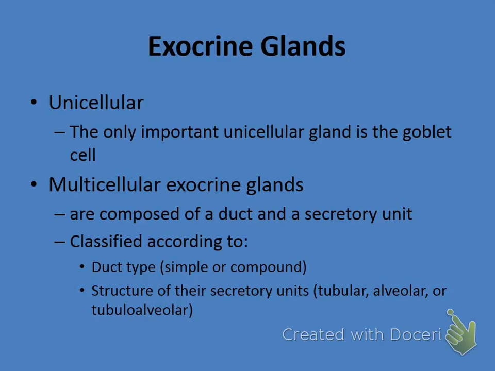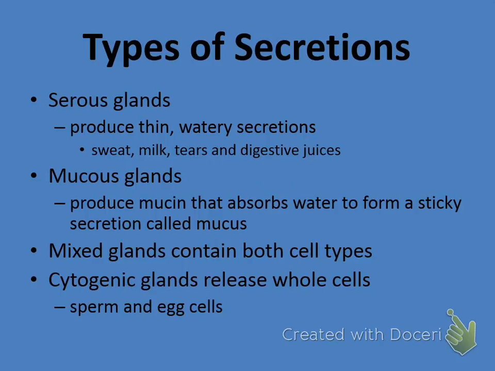Unicellular, the only important part of this is the goblet cells, and those are the ones that are most important. Multicellular, there are a lot of different ones that secrete different substances as a unit. They have a secretory unit that makes it, and it looks different. It has different types of tubular systems, tubular or alveolar or tubuloalveolar, different structures that we can look at as we go along in the next chapter.